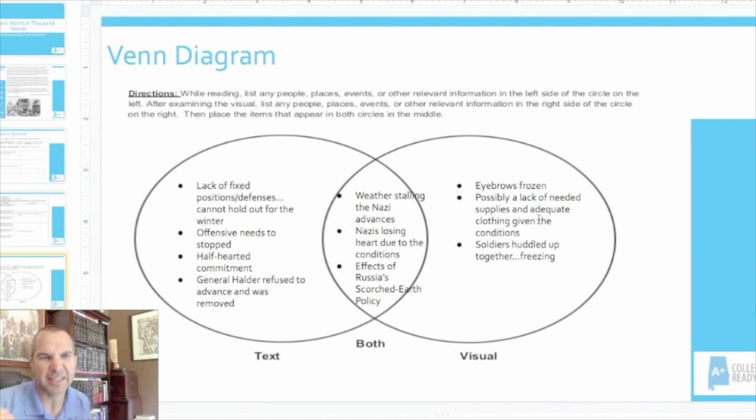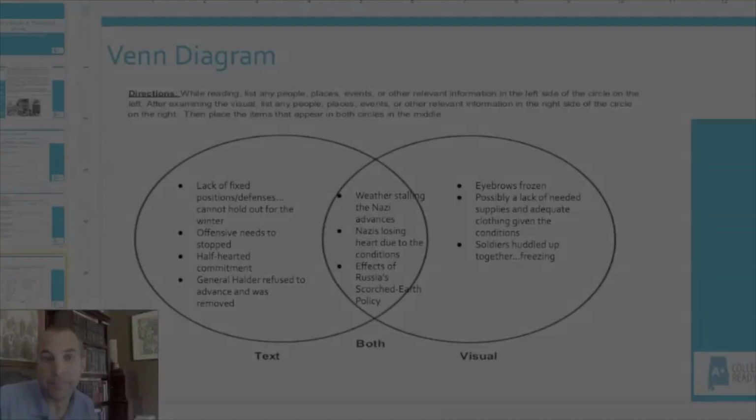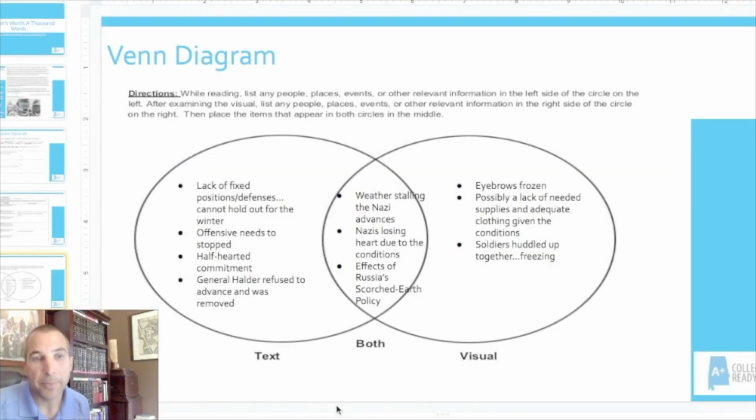It's okay to take it a step further and say, based on what I'm seeing here, this is what I infer: that they don't have the right kind of clothing, or perhaps they don't have the proper shelter or lodgings for the conditions. And you could even notice they seem to be huddled up together. Perhaps they're trying to keep each other warm because they are freezing. So what about both? What do we see in both? Well, the weather is stalling the advances.